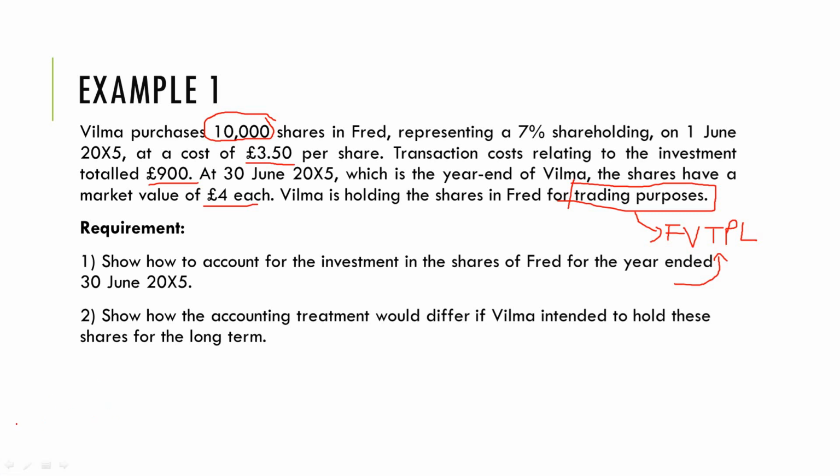Okay, requirement number 2: show how the accounting treatment would differ if Vilma intended to hold these shares for the long term, meaning that this investment is held for investment purpose, not for trading purpose. So in this case, we have to use the other approach to record, which is by using fair value through OCI. So we will look into the difference here. What is the difference between fair value through profit and loss and fair value through OCI? So let's look at the first requirement first, how to record based on FVTPL.